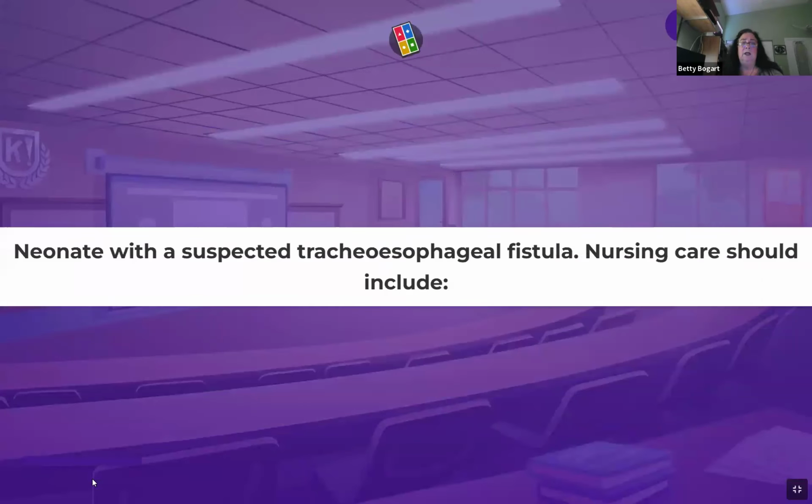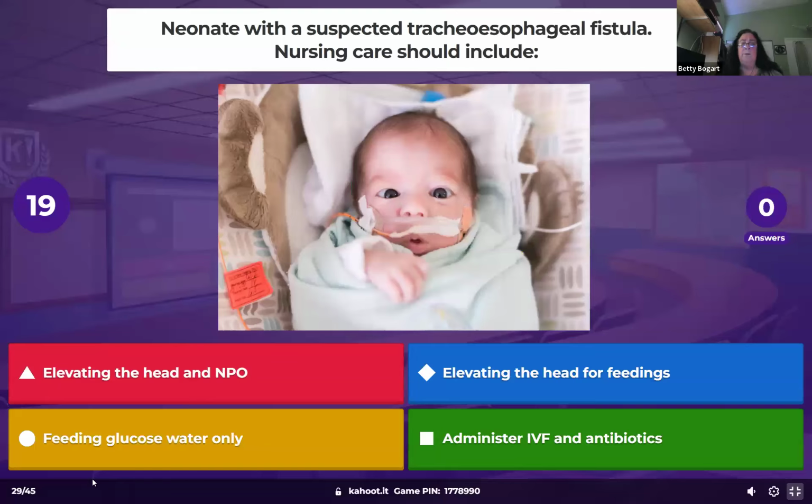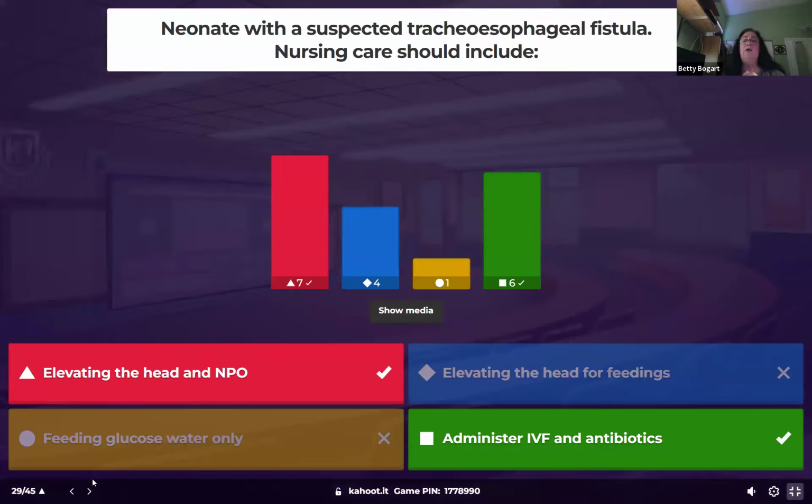A neonate with a suspected tracheoesophageal fistula, nursing care should include... we've got a tube connecting the trachea and the esophagus. What is your concern here? So if I have a connection between my esophagus and the trachea, if I drink anything, even my saliva, it's going to go across the fistula and it's going to aspirate. And I'm going to have many, many aspirations. And we don't want that.